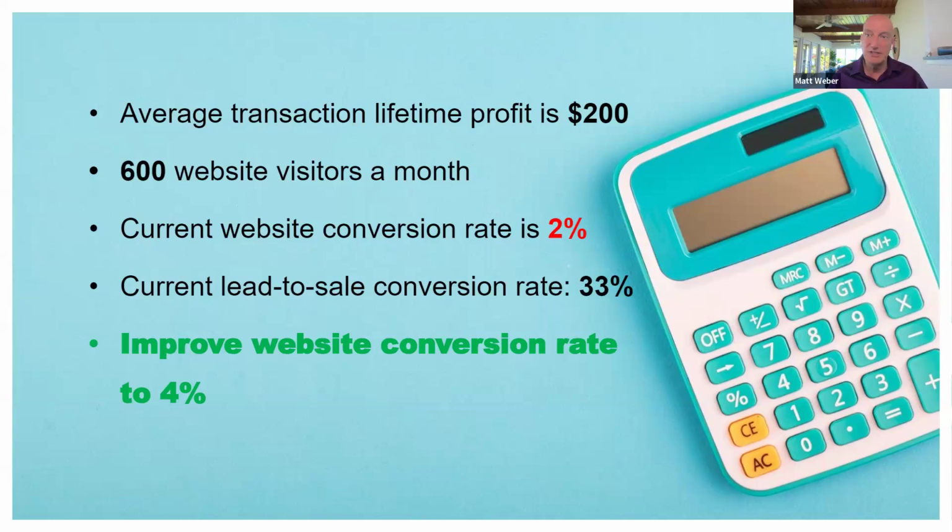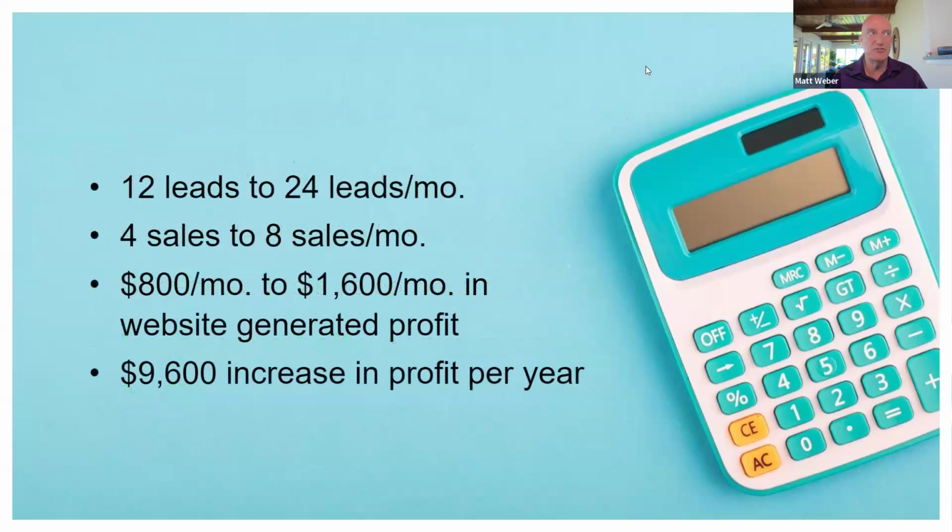But let's say that business said, you know what, let's focus our time and attention on really trying to increase that conversion rate to 4%. Doesn't sound like a big jump, right? 2% to 4%. But what happens if we do that? Well, those 12 leads per month go to 24 leads per month. They go from 4 sales to 8. They go from $800 a month in profit to $1,600. That's $9,600 increase in profit annually. And what did we do? Did we go out and buy more visitors? No. All we did was work on the things that we have to work on to increase the conversion rate.